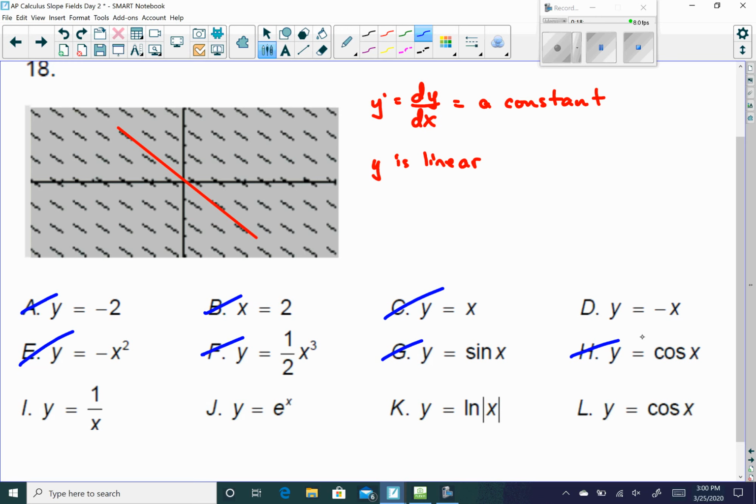It's definitely not, h and L are actually the same. It's definitely not a trig function. It does not look like a natural log curve or e to the x curve. Definitely not a y equals 1 over x, a rational function. So this does limit us to just y equals negative x.